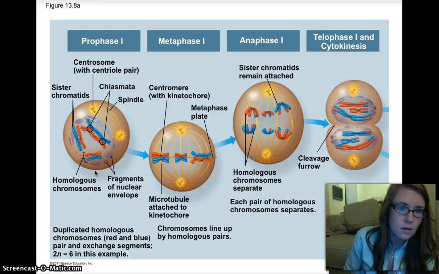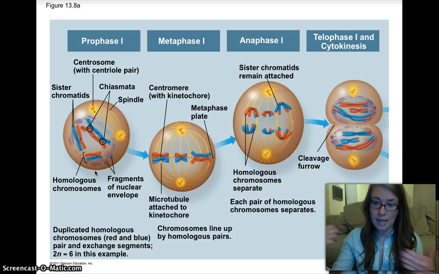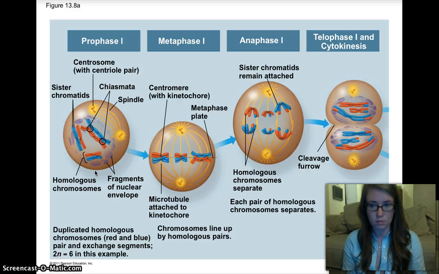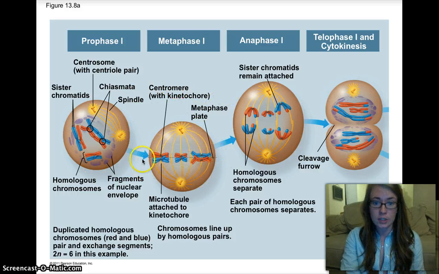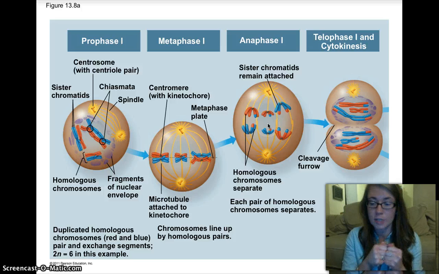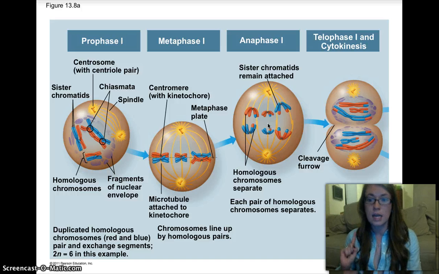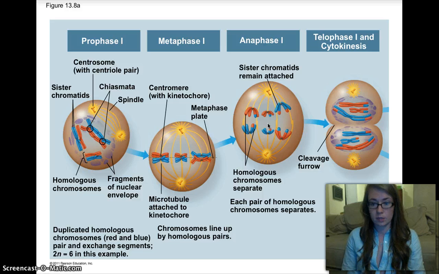Is that what your book's calling it? A tetrad. So, and then the same thing is going to happen. Nuclear envelope breaks down, and the mitotic spindle attaches to the tetrads instead of just the chromosomes. Then the tetrads during metaphase 1 get pulled into the metaphase plate. Then during anaphase 1, the homologous pairs get pulled apart. This is what's different than mitosis. In mitosis, the sister chromatids get pulled apart. In meiosis 1, the homologous pairs get pulled apart.